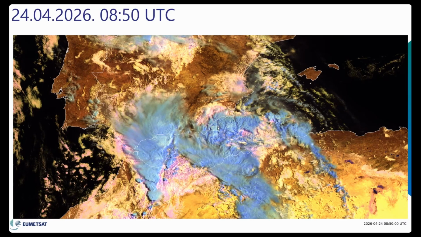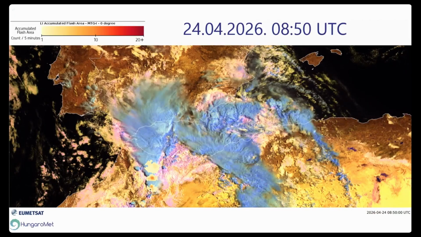We can also see what we can have with the lightning imager. So here we have the accumulated flash area, and you can see that these storms are also having some lightning activity. This shows the accumulated flash area in the last 5 minutes.